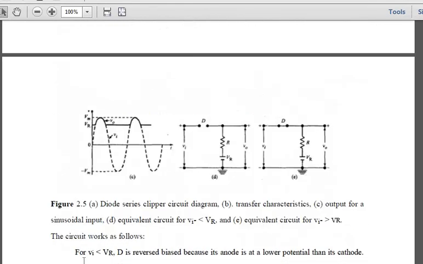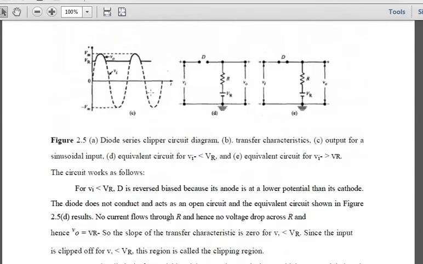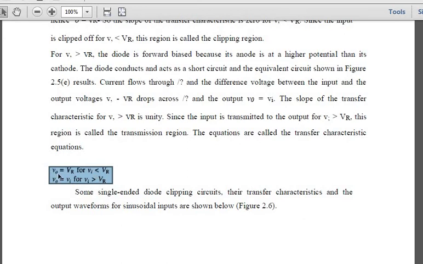Similarly, this is for clipping below the reference level. Same here, you have to write the transfer characteristic equation for clipping above the reference level. V naught is equal to Vi for Vi less than Vr. V naught is equal to Vr when Vi is greater than Vr. Here also similarly, V naught is equal to Vr for Vi less than Vr, and V naught is equal to Vi when your input voltage is greater than your reference voltage.